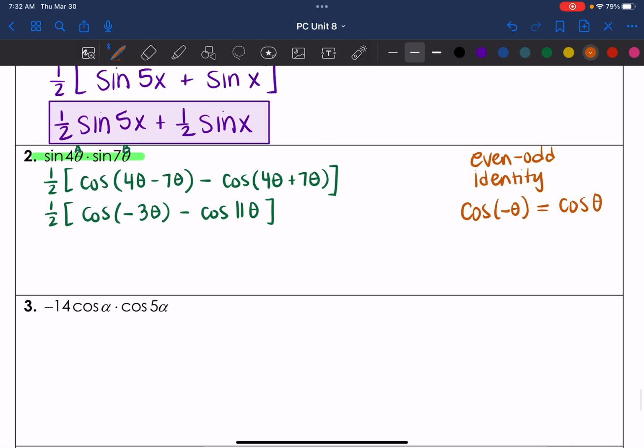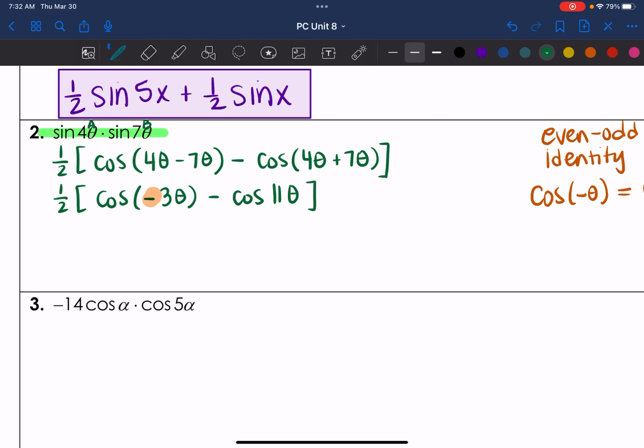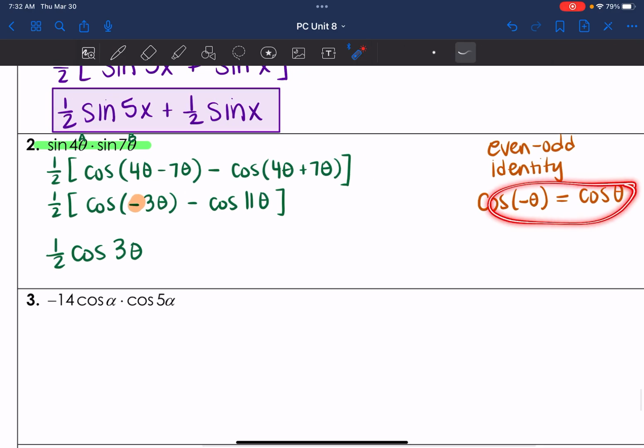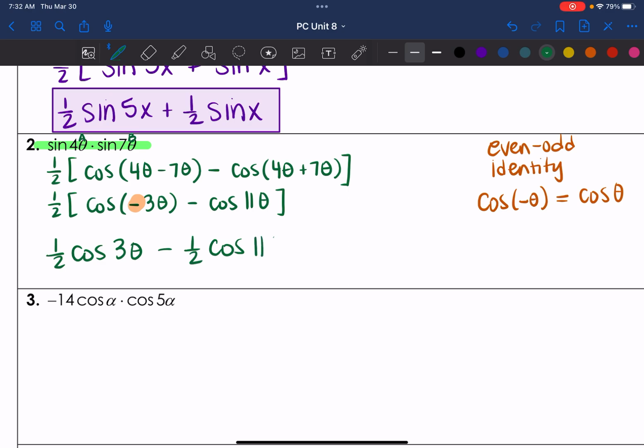So like I said, we don't really like negative angles, but this even odd identity tells me that I could just take that off. So I'm going to highlight that orange, that way y'all know where that's coming from. And then the other thing we're going to do to simplify is distribute the 1/2 to both things. So now I'll have 1/2 cosine of positive 3 theta because I'm using this even odd identity over here. So I just took off that negative sign. And then minus 1/2 of cosine 11 theta.